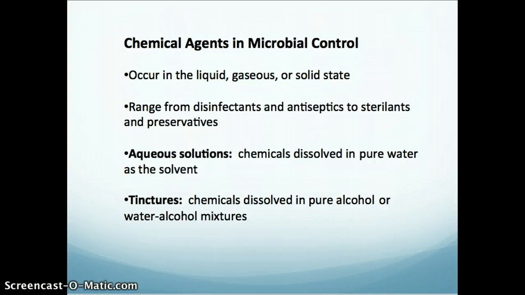Chemical agents that are used in microbial control can occur in all three phases. They can occur in liquid, gaseous, or solid state. They can range from disinfectants to antiseptics to sterilants, things that can sterilize, and even preservatives. Some vocabulary words. Aqueous solutions are chemicals dissolved in pure water. Tinctures are chemicals dissolved in pure alcohol or water-alcohol mixtures.